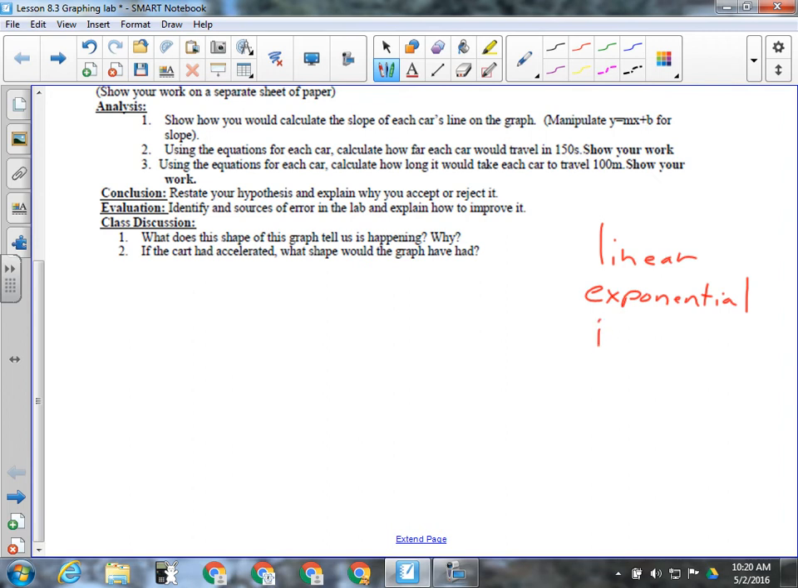Other ones we could have, inverse. Okay, inverse is like linear, except it means that as the x-axis gets bigger, y gets smaller. So a linear relationship looks like this. An exponential relationship looks like that. Or an inverse looks like this. You could also have inversely exponential.